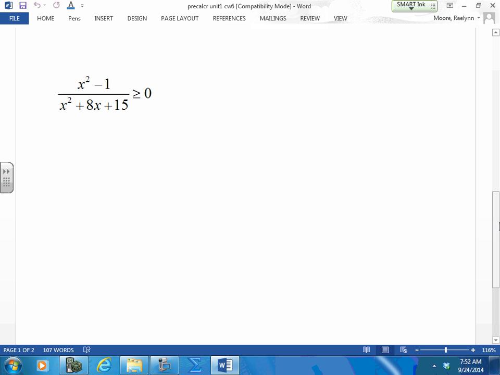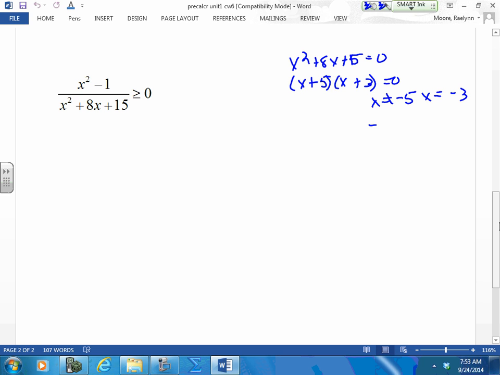The part where everything is already on one side. This is a rational inequality. Already we have a problem with the denominator. So our denominator cannot be equal to 0. So we set this and we factor this. So what are factors of 15 that add up to 8? Good. So x cannot be -5, and x cannot be -3.